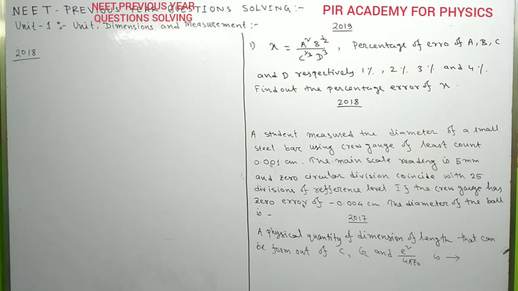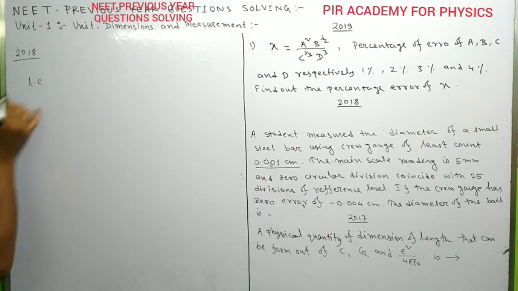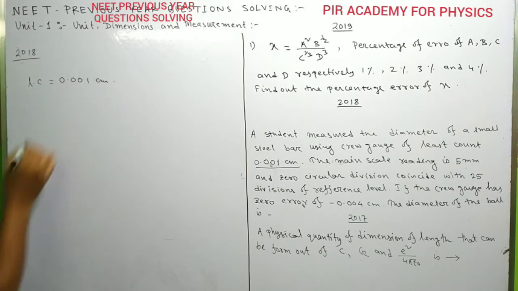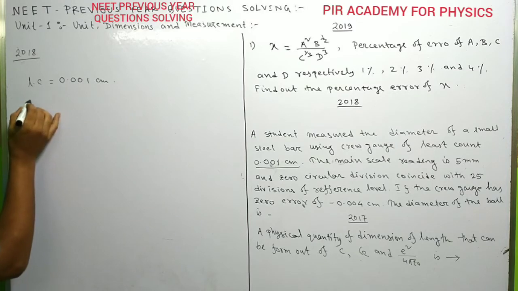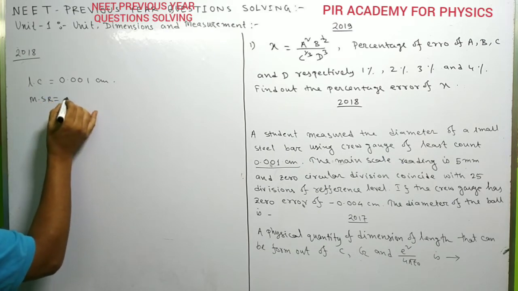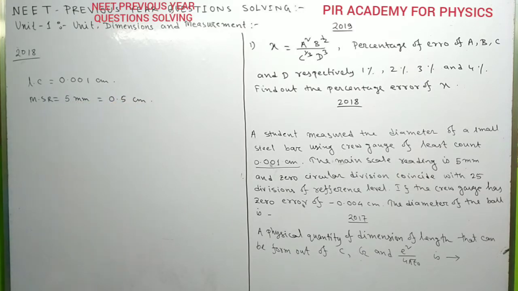Now 2018. Here you see that a student measured the diameter of a small steel bar using a screw gauge. The least count is 0.001 cm. So the LC, least count of the screw gauge, is given by 0.001 cm, and the main scale reading is 5 millimeter. So main scale reading MSR equals 5 millimeter. 5 millimeter means 0.5 cm.